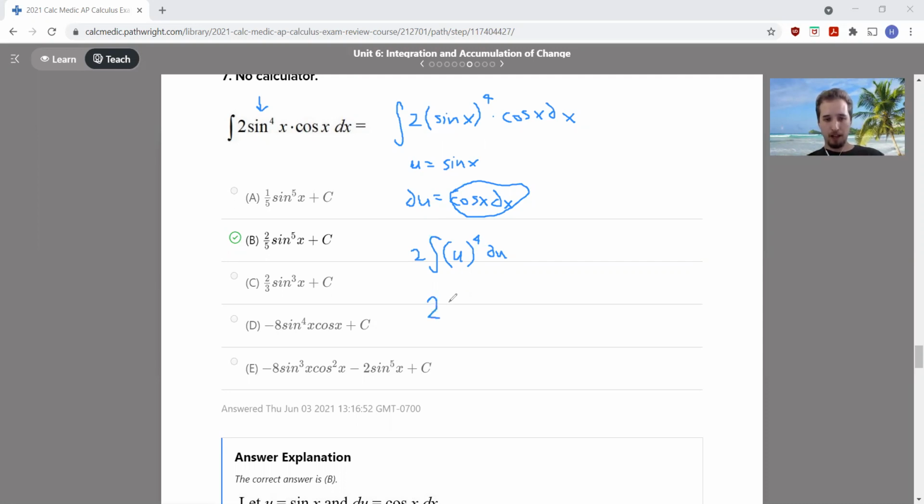But we can take the integral of this. The integral of u to the fourth is u to the fifth over 5. But that's not all. Remember, this is an indefinite integral, so it's going to be plus c. So you get 2/5 u to the fifth plus c, and you can plug it back in for u. So 2/5, u is sine of x, to the fifth power plus c. And that's how we get b here.